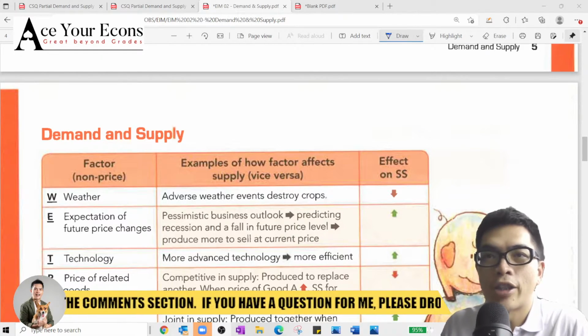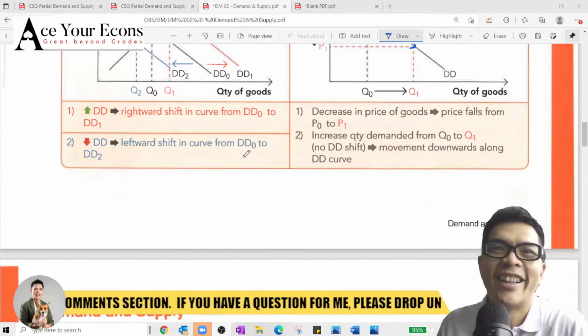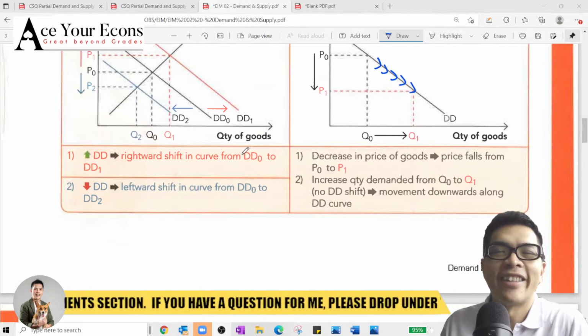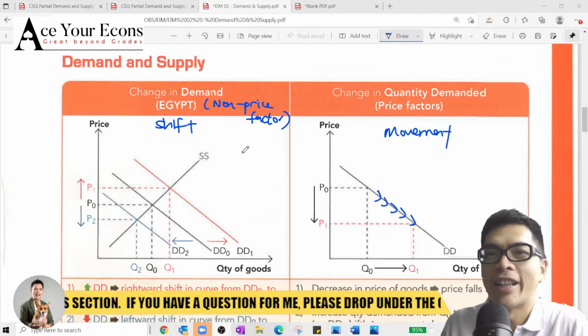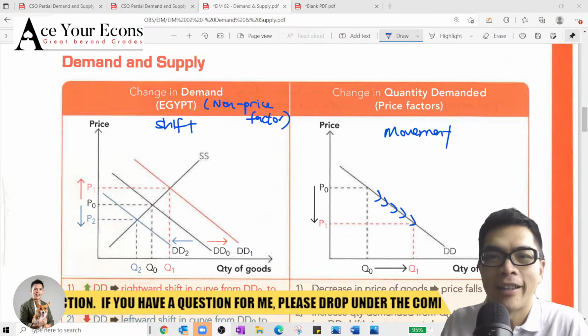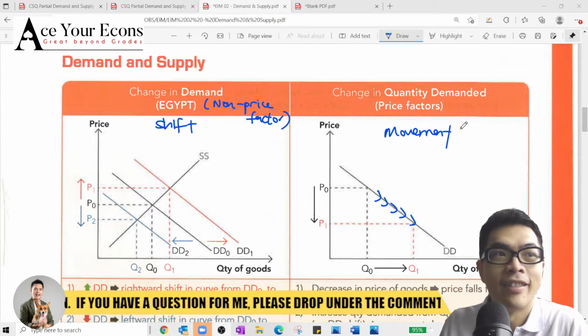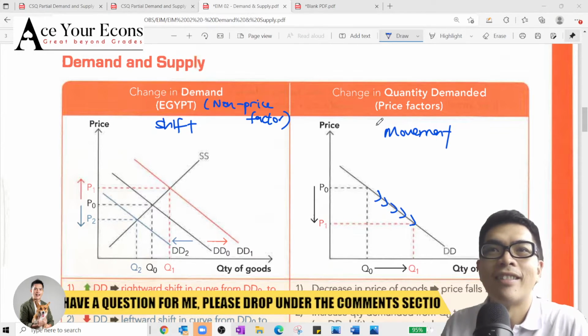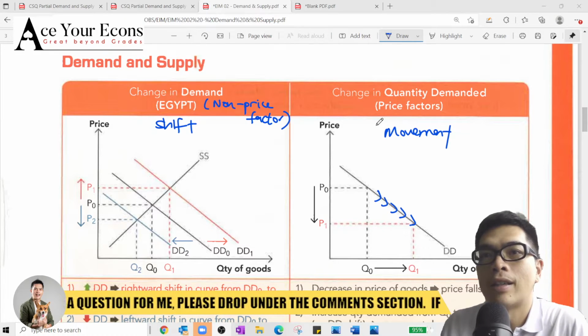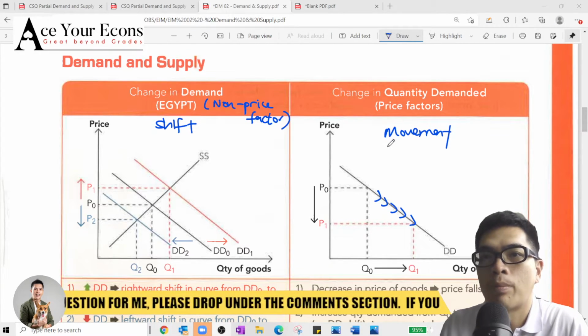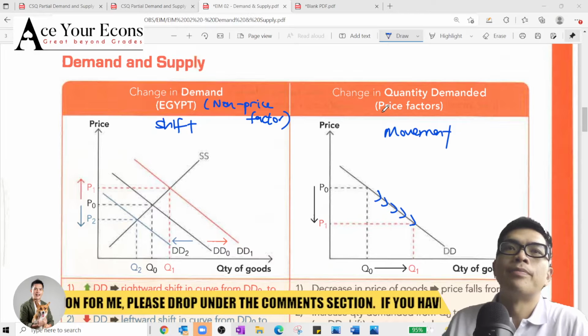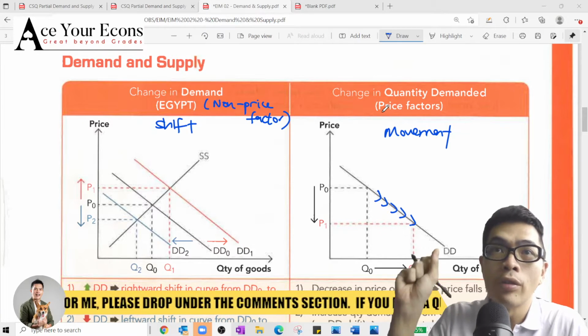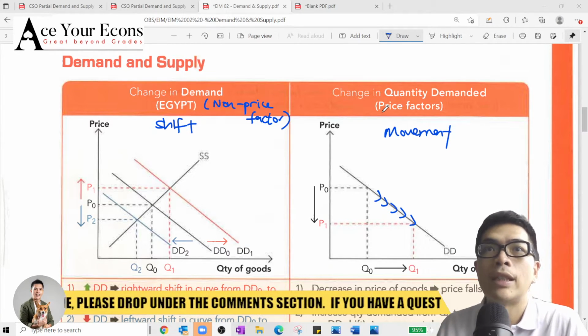I haven't covered change in supply yet. Earlier on was demand, right? So I believe you're illustrating change in demand and change in quantity demanded. I haven't covered supply yet. Price and non-price factors. Use Egypt to memorize non-price factors at cost shift. Good. So with that, if you know demand, supply comes in easier.